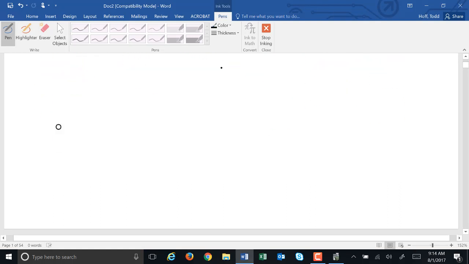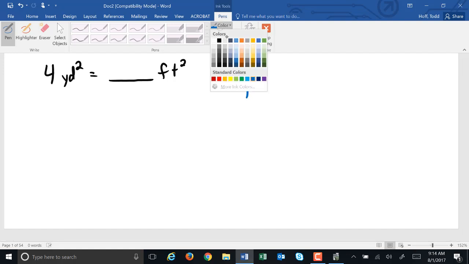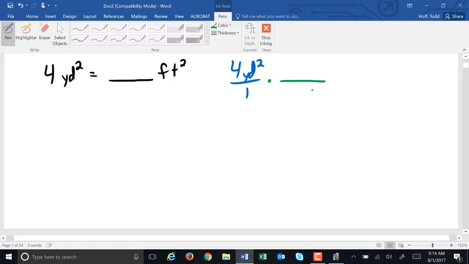Remember, with our standard units or US units, we do still have to be careful with the areas and volumes. We might have 4 square yards going into square feet. We're going to put our 4 yards squared over 1. We're getting rid of square yards. It's going to go on bottom. Square feet are going to go on top.